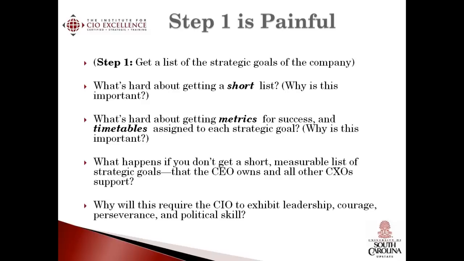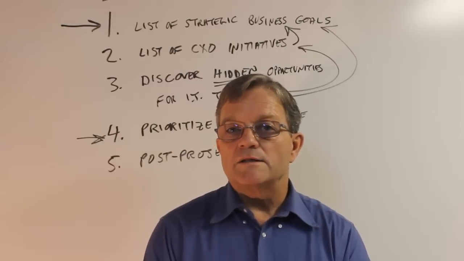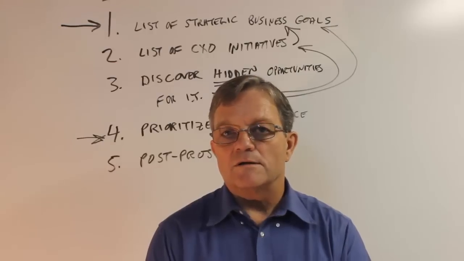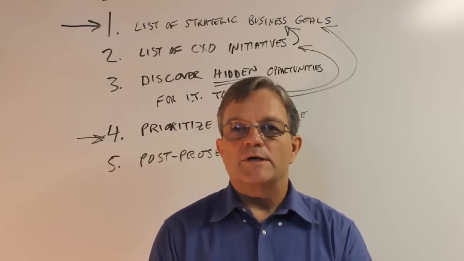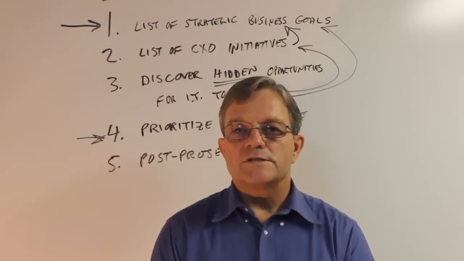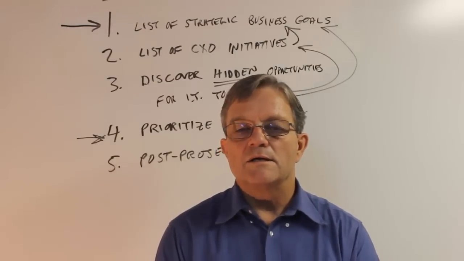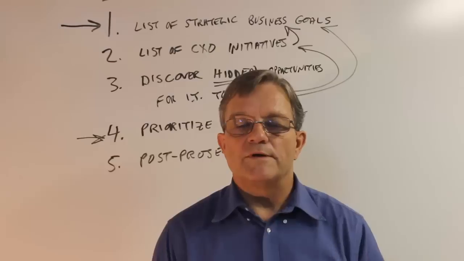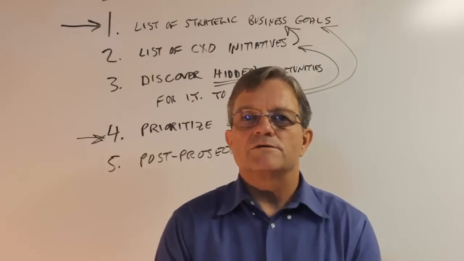All right, so if you're having trouble getting this short, measurable list of strategic goals that the CEO owns, and you want to do IT alignment, what's the challenge that faces the CIO? Probably getting the CEO on board with the idea. That may be a short sell, it may be a long sell. Whatever it takes, that becomes the focus now of the CIO. And the CIO needs to begin a campaign to influence the CEO to adopt the notion of doing business this way.